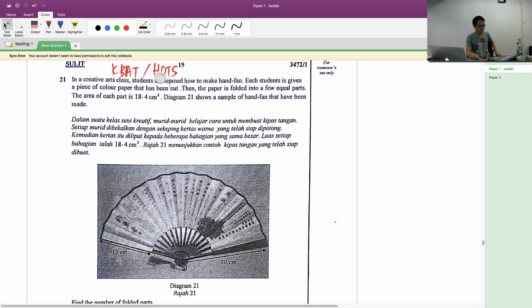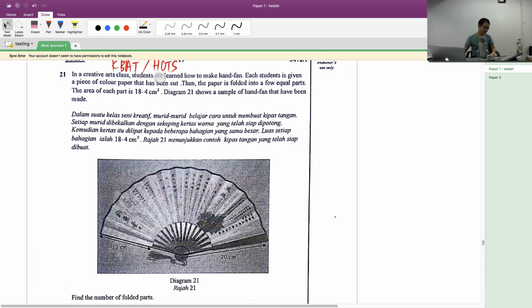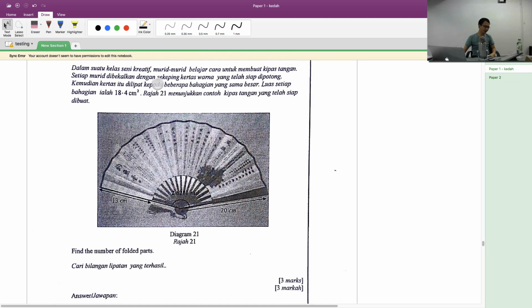In a creative art class, students learn how to make a hand fan. Each student is given a piece of color paper that has been cut. Then the paper is folded into a few equal parts. The area of each part is 18.4 centimeters square. Diagram 21 shows a sample of the hand fan that has been made. So what's the question? Find the number of folded parts.